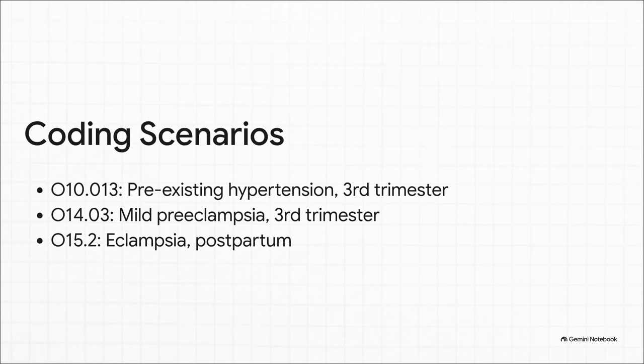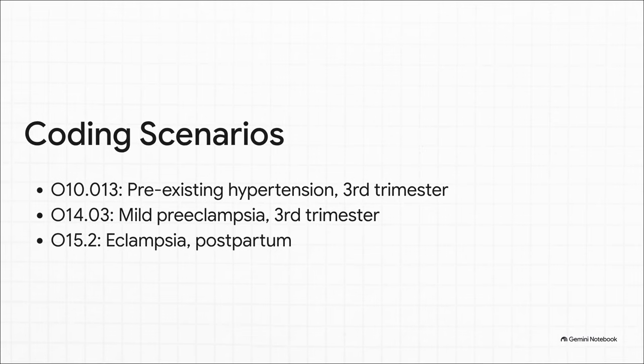Let's look at a few examples to see how these elements dictate your final code. Take O10.013. That tells a complete story. Pre-existing hypertension complicating a third trimester pregnancy. Or look at O14.03, which captures pregnancy-induced mild preeclampsia specifically in the third trimester. Then we have O15.2, eclampsia postpartum. Notice how just changing the timing to the postpartum period completely shifts the code you're using.